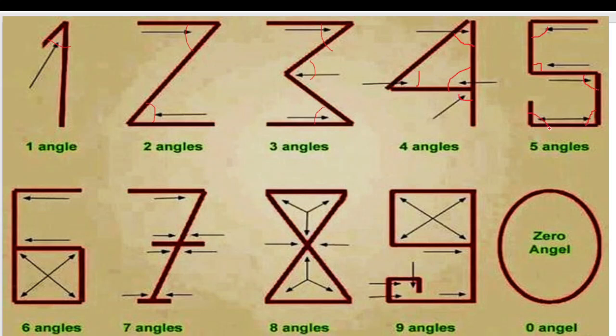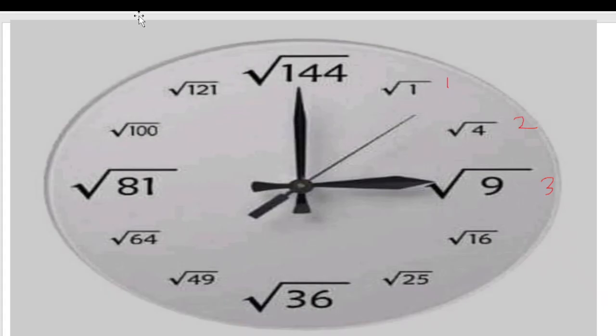6 has six angles. 7 has seven angles. 8 has eight angles. 9 has nine angles. 0 has zero angles. So let's learn square roots and clock.